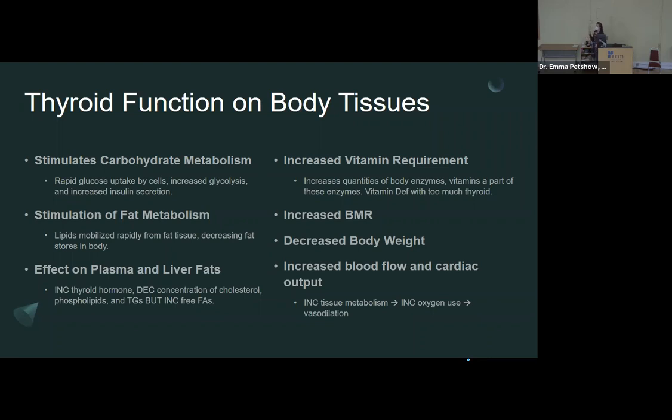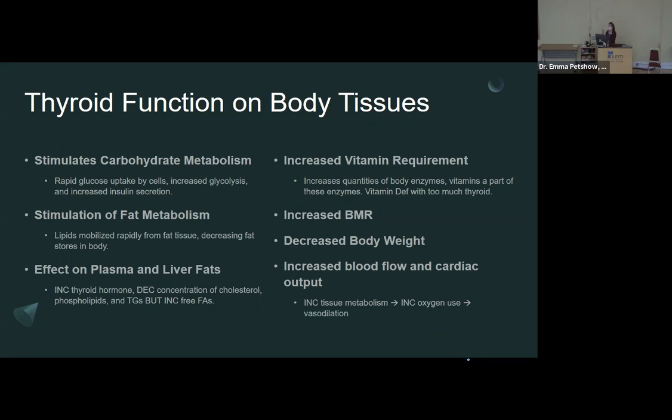It takes a lot of energy to create cholesterol and phospholipids. So we go from creating storage to actually trying to utilize those food sources. So we see more fatty acid breakdown, so we see more free fatty acids because we can use that for fuel. Because we're increasing metabolic rate everywhere, we need more vitamins, more cofactors. You'll see, like I said, increased BMR, decreased body weight, and increased blood flow and cardiac output, because if we're having increased tissue metabolism, we have a greater oxygenation need.